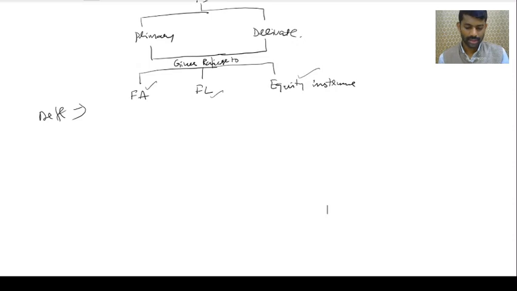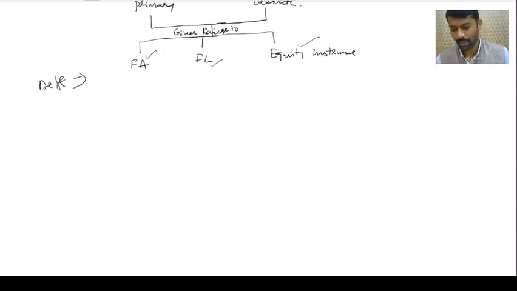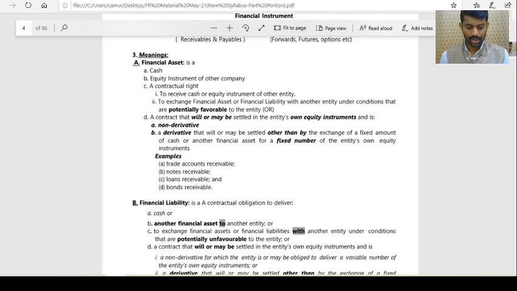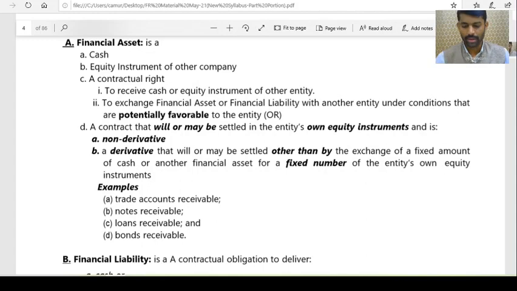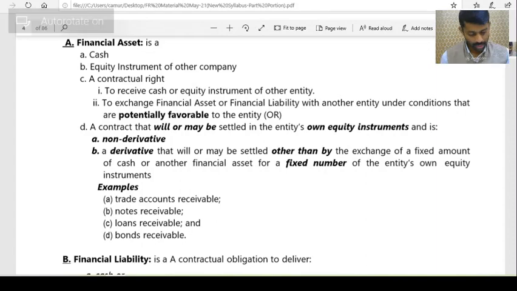So now let us start learning. What is a financial asset? Are you understanding slowly? Yes, sir. So let's go and learn what is a financial asset. So financial asset means, my dear friends, it is an obligation, it is a right. Financial asset. So keep learning.